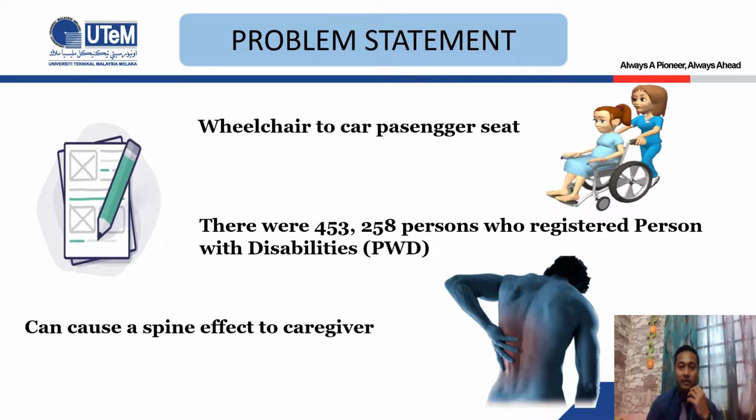The spine is our body's central support structure that is most important in our body beside the head. The spine keeps us connected with other parts of the body, for example, chest, shoulder, legs and arm. In statistics, 453,258 persons were registered as a person with disabilities (PWD) at the Department of Social Welfare in 2017.